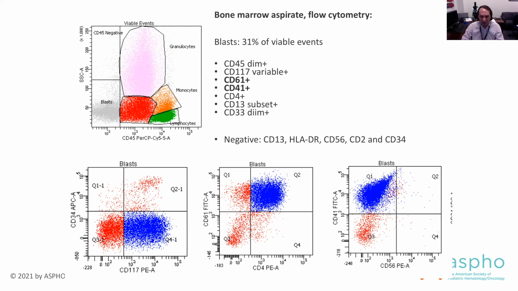By flow cytometry, these cells are also positive for CD61 and CD41, as well as the myeloid marker CD117 and other myeloid markers, including CD13 and CD33. So this expresses the canonical megakaryoblast markers. This patient does not have Down syndrome.